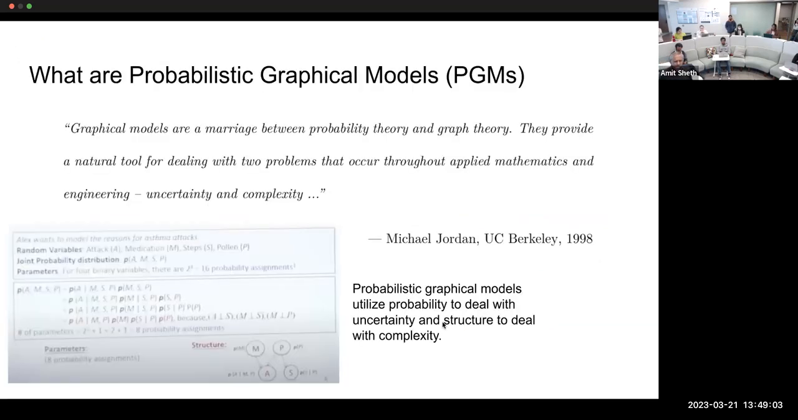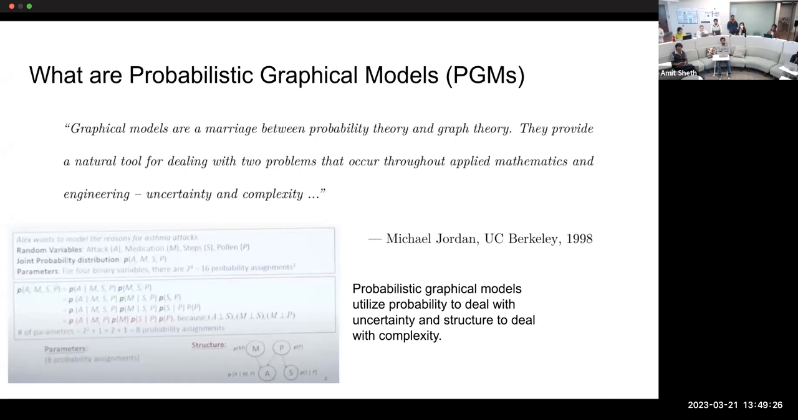And then he comes towards probabilistic graphical models. So what are these PGMs? He explains that graphical models are a marriage between probability theory and graph theory. They provide a natural tool for dealing with two problems that occur throughout applied mathematics and engineering: uncertainty and complexity.